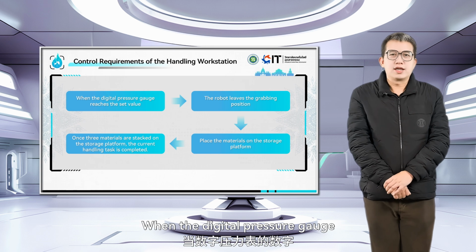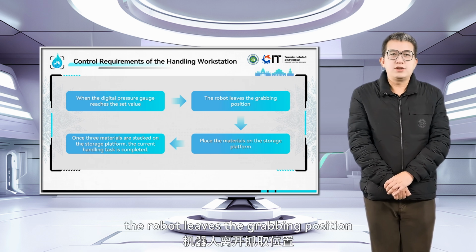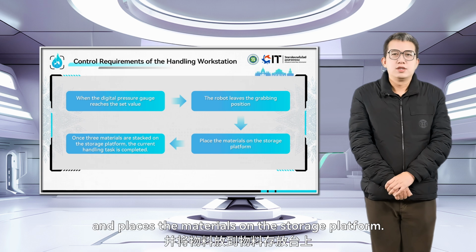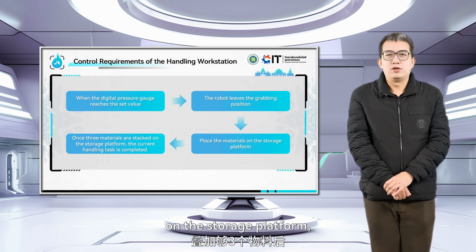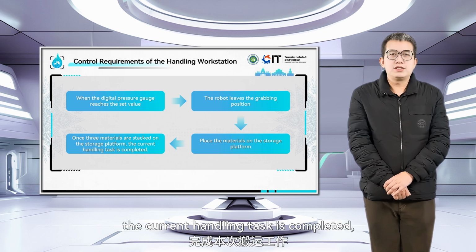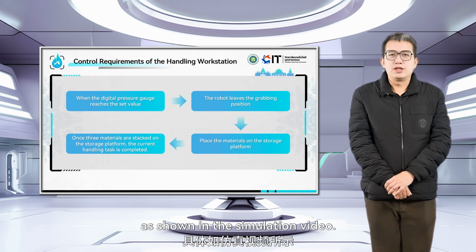When the digital pressure gauge reaches the set value, the robot leaves the grabbing position and places the materials on the storage platform. Once 3 materials are stacked on the storage platform, the current handling task is completed, as shown in the simulation video.